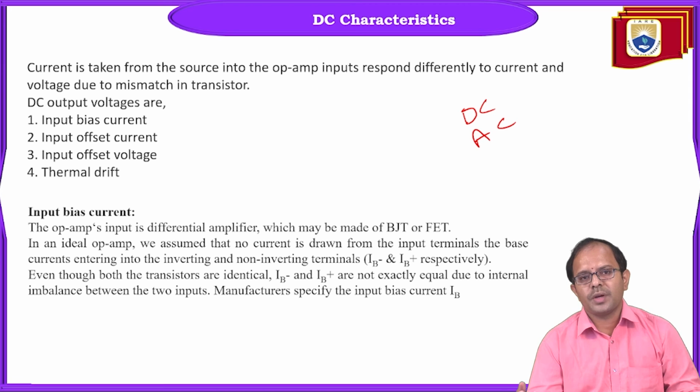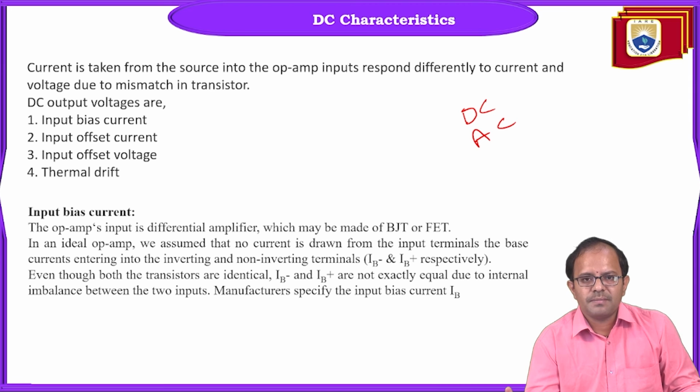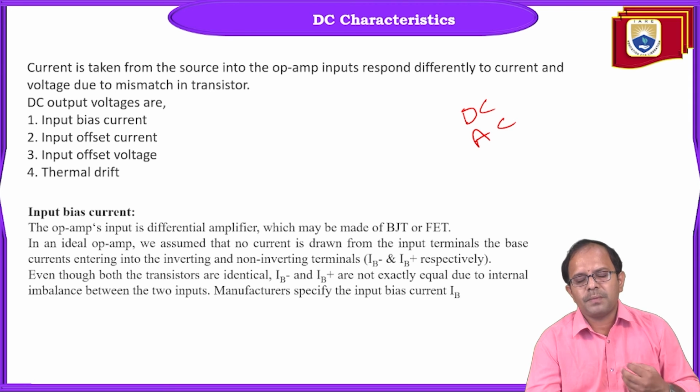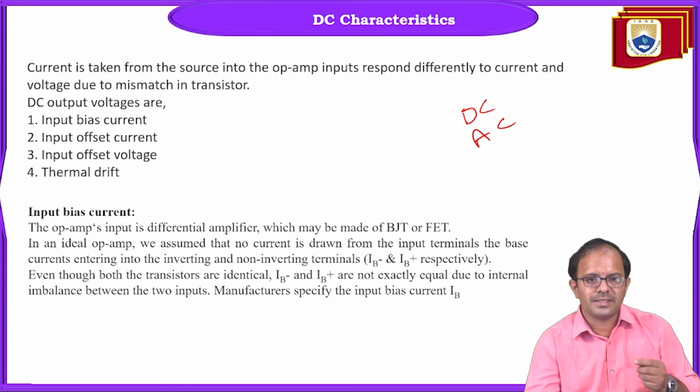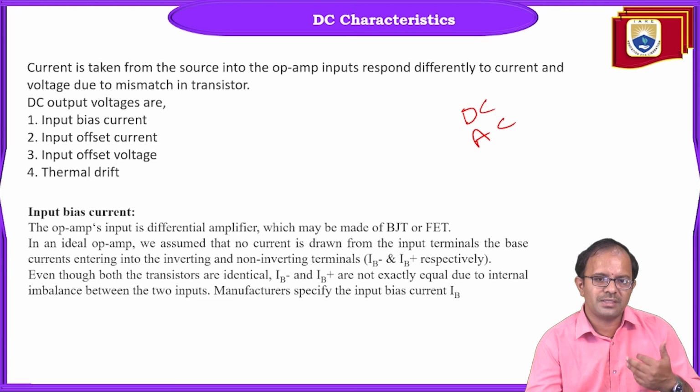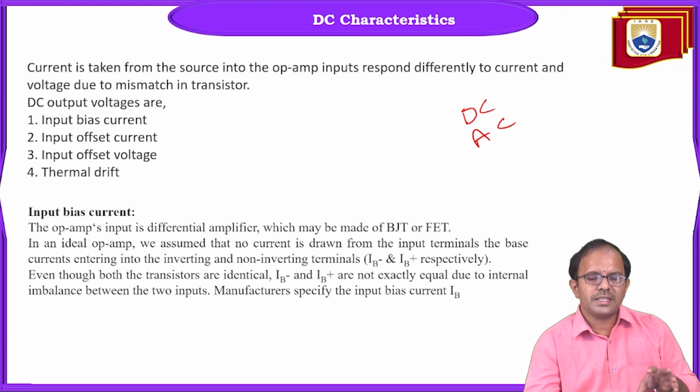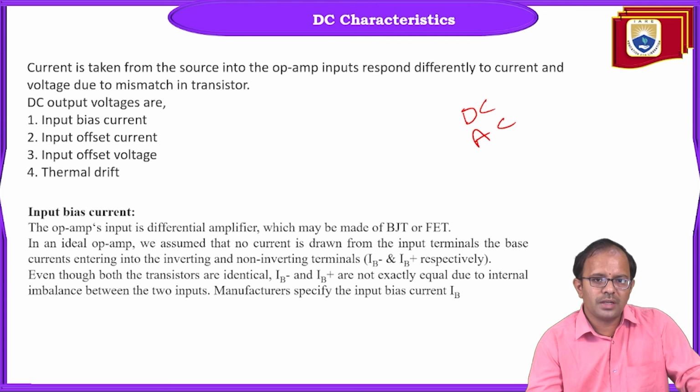So how are we going to discuss the concept of DC? DC is all about the application of biasing voltage. We have two biasing voltages: one is VCC, the other is minus VEE. In the context of these biasing voltages, we are going to determine the characteristics. These characteristics are said to be DC characteristics. They are basically four.